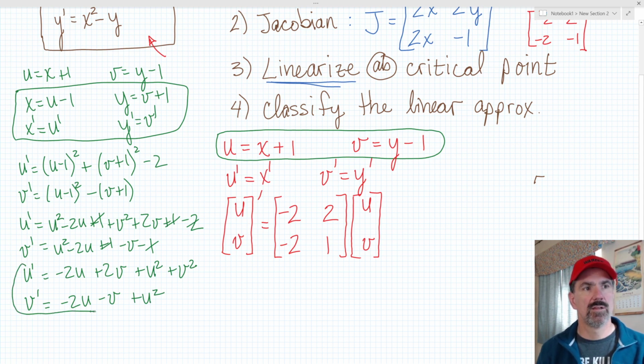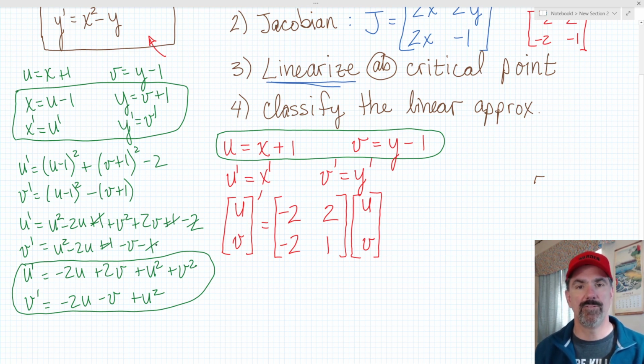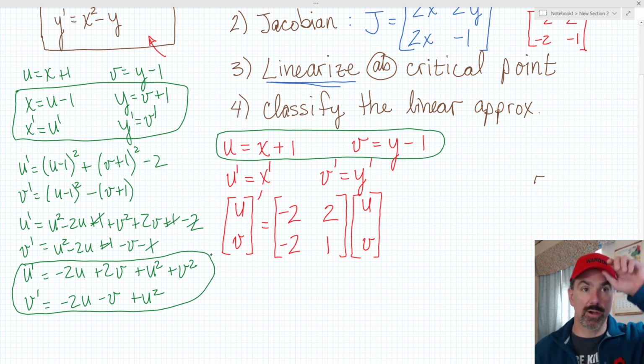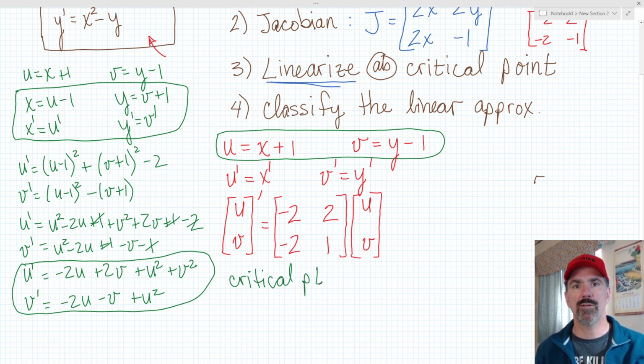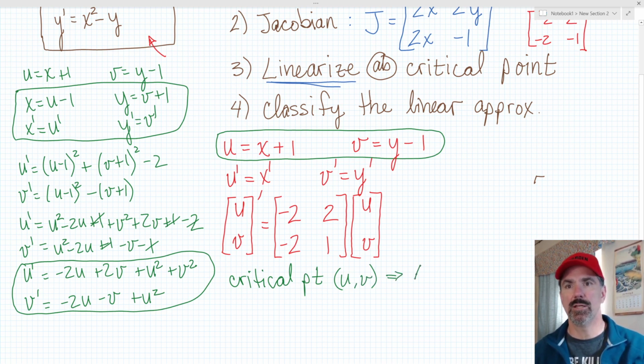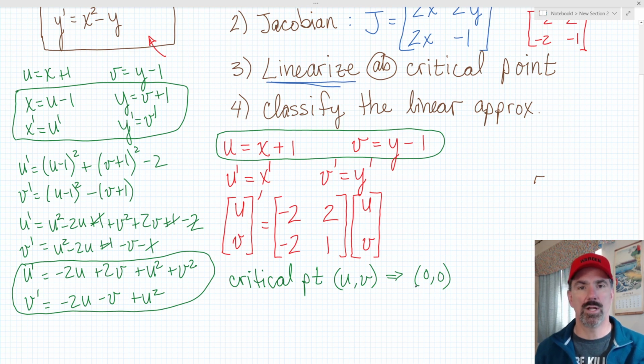This is the actual system that's been transformed from the xy coordinates to the uv coordinates. And that, again, is just a simple translation. We've just moved the axis system. Now we want to linearize about the critical point for the uv system. So we built this system specifically so the critical point would be at the origin. So the critical point in the uv notation is 0, 0. And we want to linearize about that point, 0, 0.